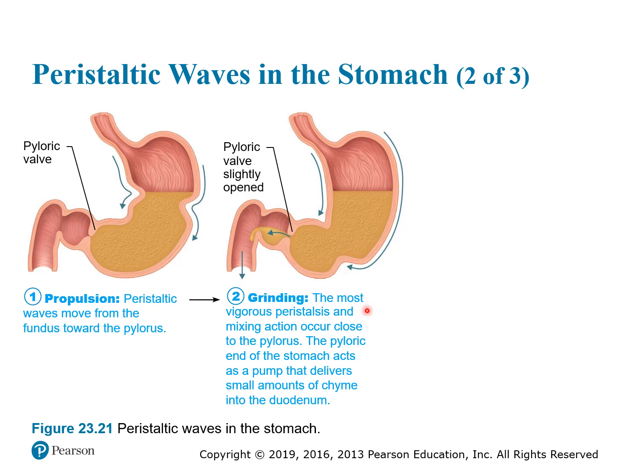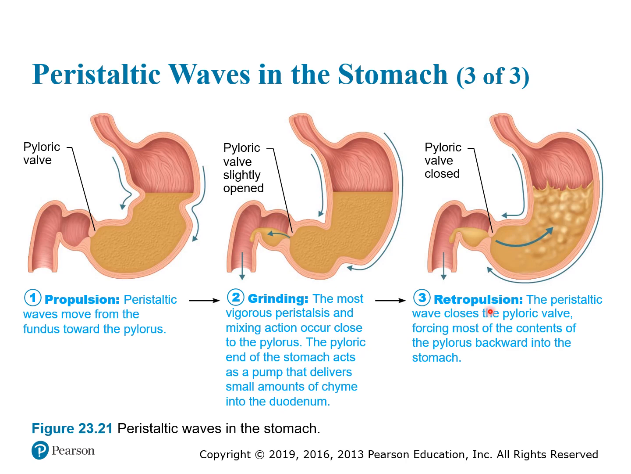So this also causes the mixing of the food. The most vigorous peristalsis and mixing action occur close to the pylorus. The pyloric end of the stomach acts as a pump that delivers small amounts of chyme into the duodenum. And then there is retropulsion, like I said before. The peristaltic wave closes the pyloric valve, forcing most of the contents of the pylorus backward into the stomach. This backward movement results in breaking up and mixing of the food.